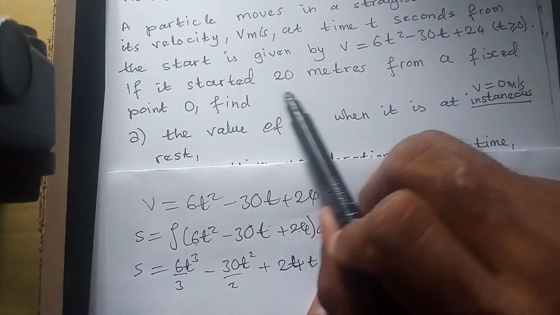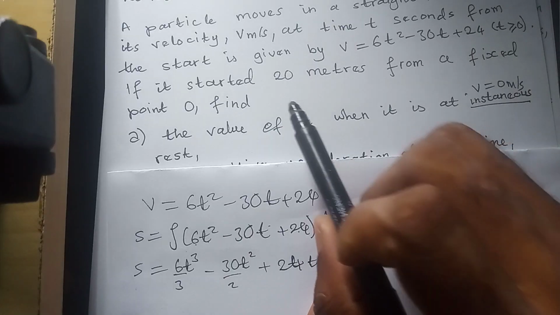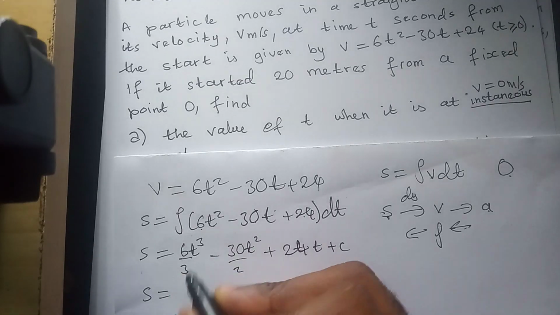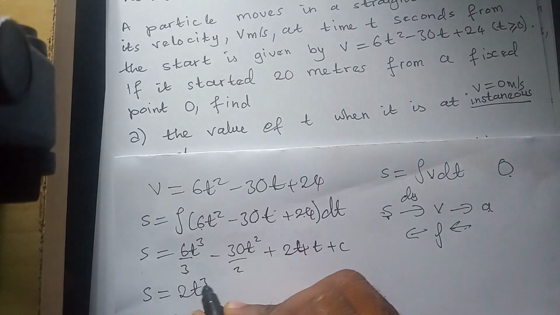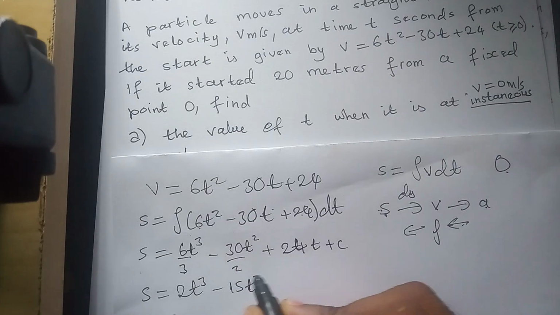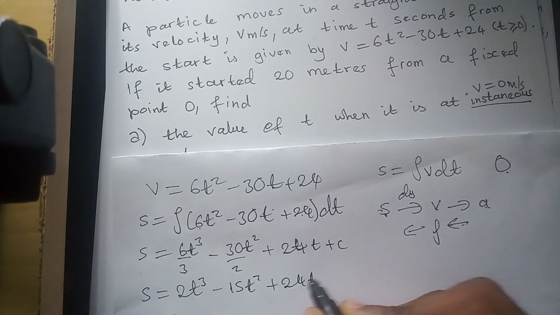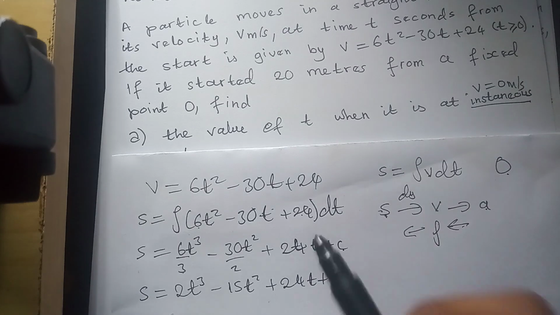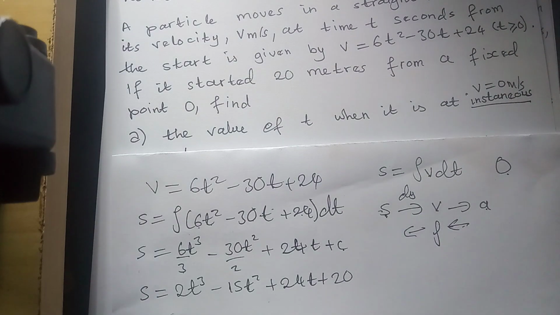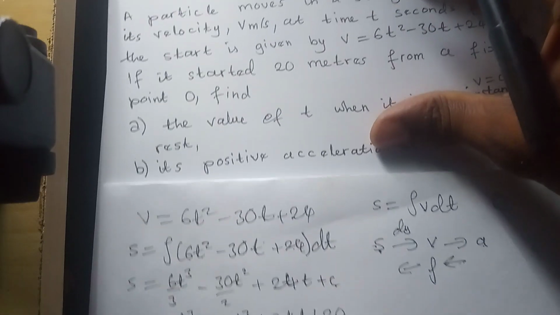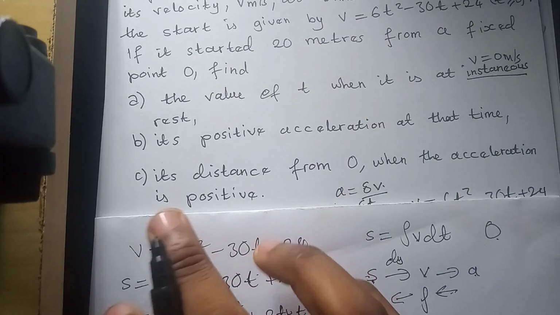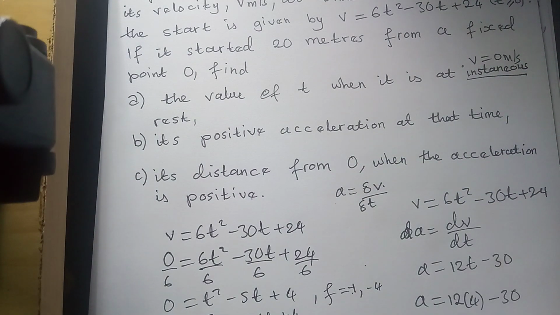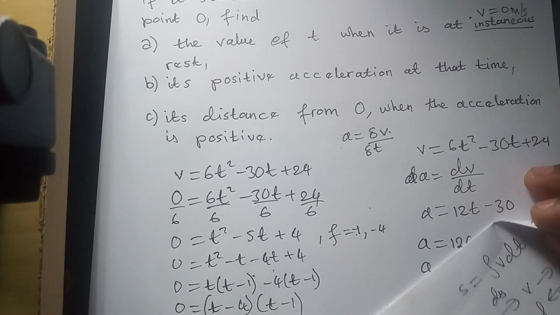But in this case, we are starting 20 meters from O. So that means your C is equal to 20. So we can say S is equal to 2t cubed minus 15t squared plus 24t, and then our C is 20. Remember, this object is 20 meters from O at the beginning. So now to find the actual distance from O when the acceleration is positive, we know that when the acceleration is positive, our t is equal to 4.